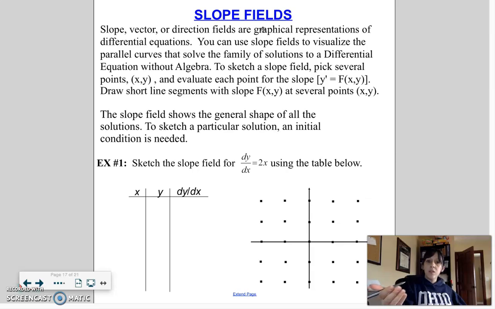So what we have here is a differential equation, and I'm going to create a visual aid to help me understand the slope at different points along the curve. It's a visual just to help you understand options for different solutions to a differential equation, but without doing all the algebra. So essentially what will happen is you'll have a differential equation. So right here, dy dx equals 2x.